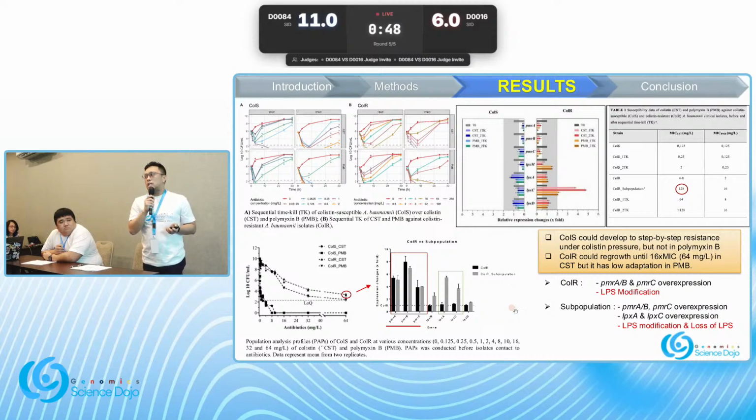that exists in these isolates, but they have different gene expression levels. In the colR, there is PMRABC overexpression, and the subpopulation there has LPXC and LPXA, not only PMRABC. And that's why this subpopulation showed the highest level of resistance compared to the other strains.